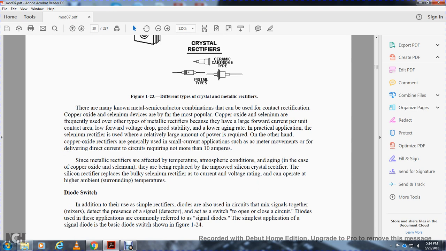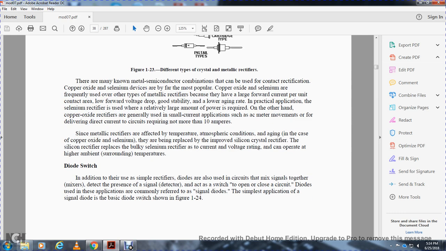The silicon rectifier replaces the bulky selenium rectifier with the same current and voltage rating, and it can be operated at higher ambient temperatures. Now, the diode switch. In addition to the simple rectifier, diodes are used to mix signals together, as mixers, and as signal detectors. They actually switch, opening and closing a circuit. Diodes used in this application are commonly referred to as signal diodes.